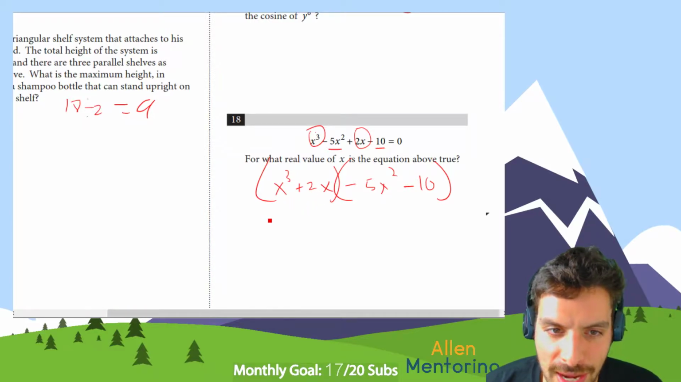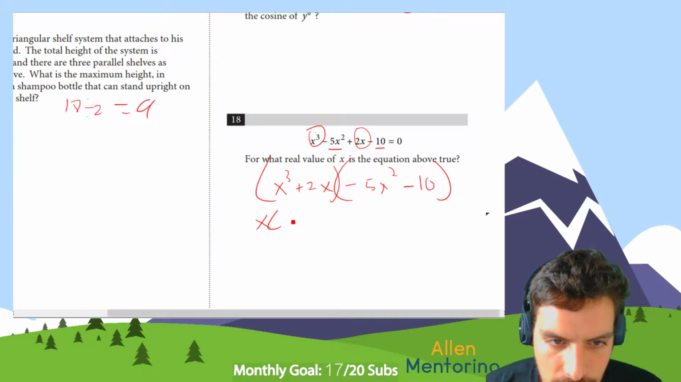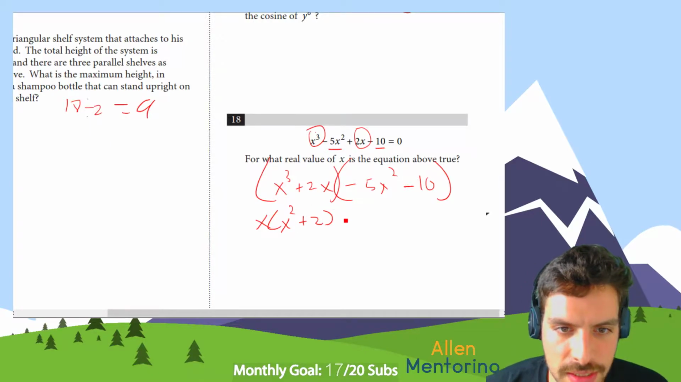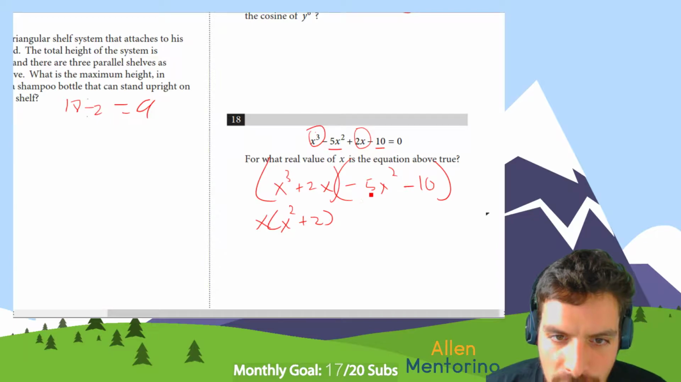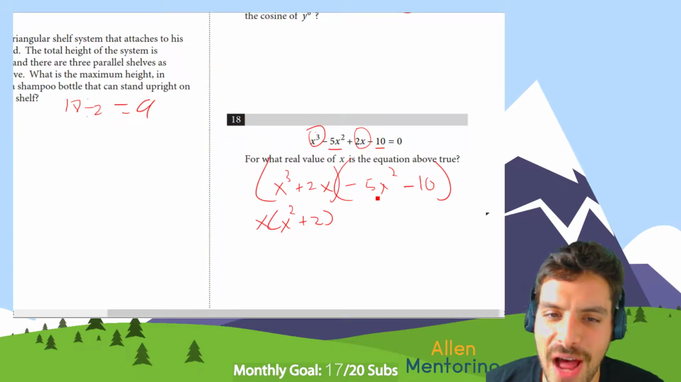I see they both share an x. So if I factor out an x, I get x times x squared plus 2. Okay, I just removed an x from each of these. And now in this grouping, what do they both share? They share negative 5, right?